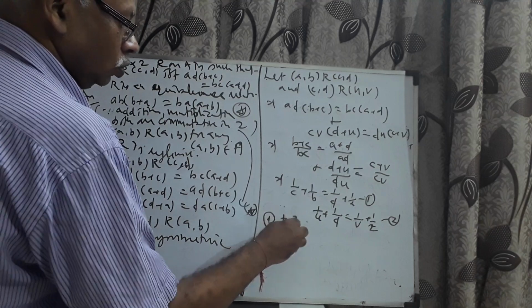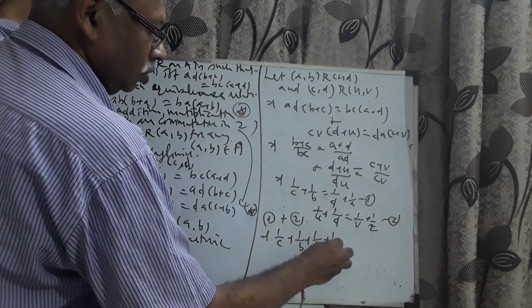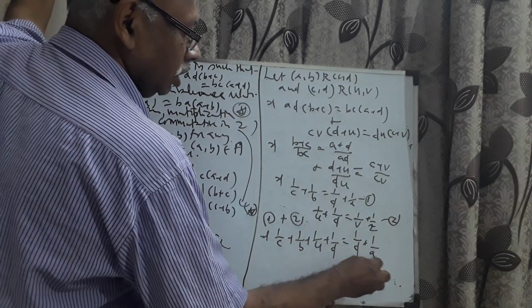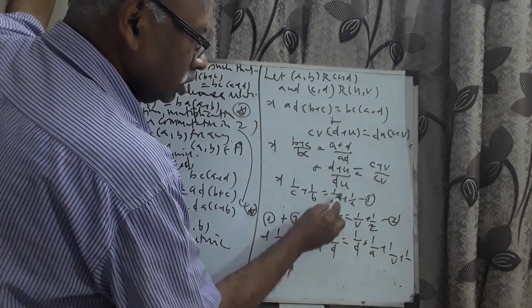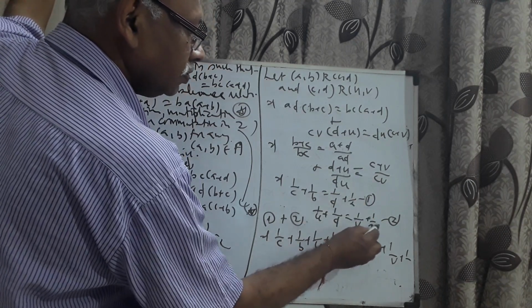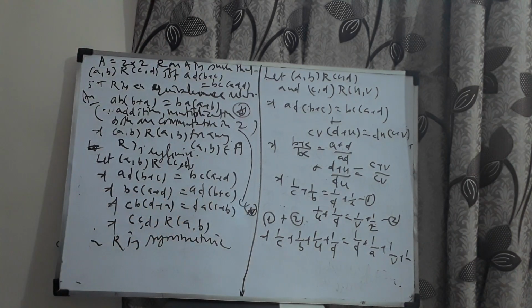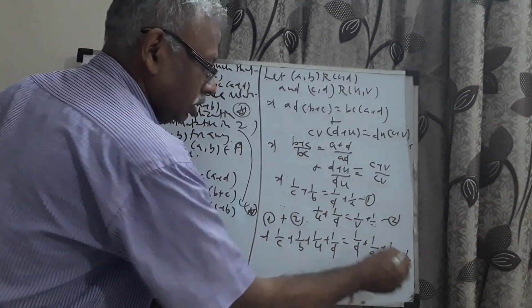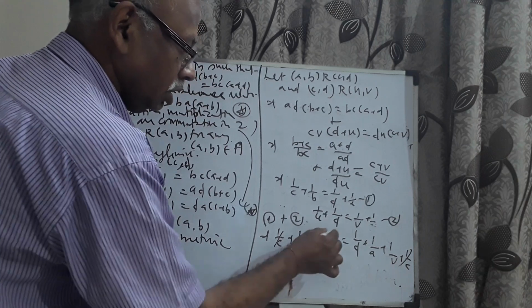Now add 1 and 2. What do I get? 1 by C plus 1 by B plus 1 by U plus 1 by D to B is equal to 1 by D plus 1 by A plus 1 by V plus 1 by C. Therefore, here 1 by C gets cancelled and of course 1 by D gets cancelled.